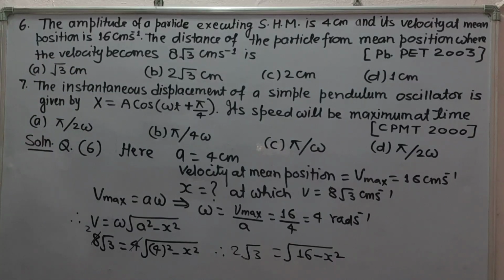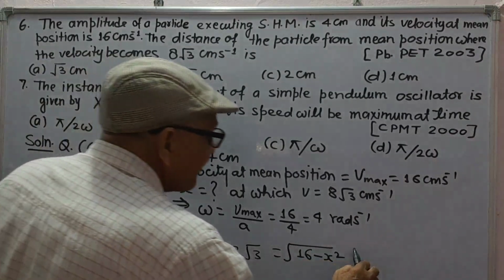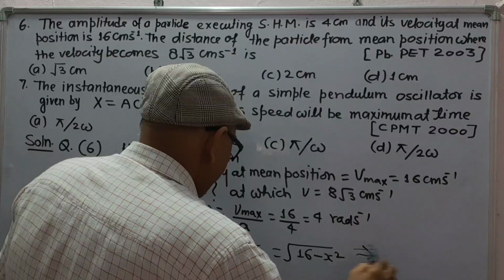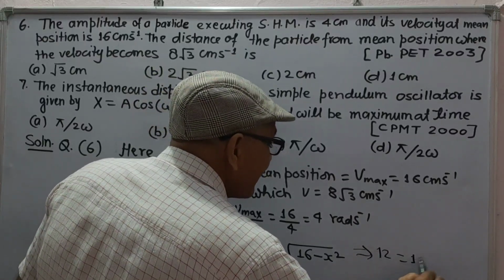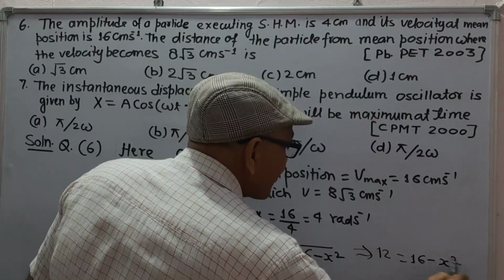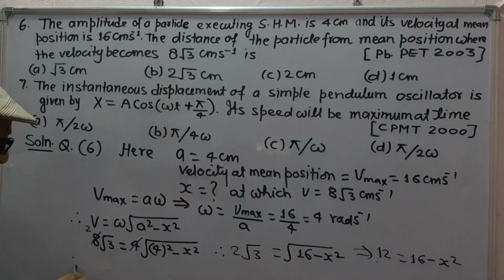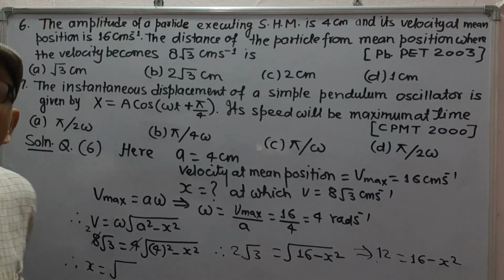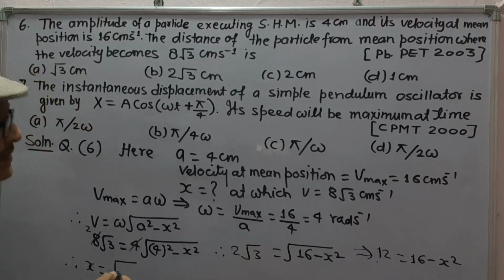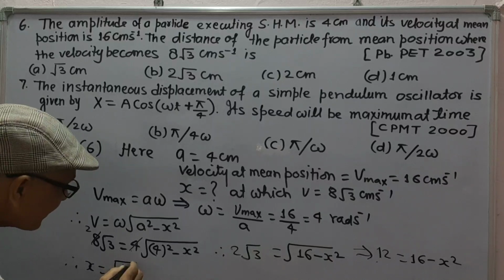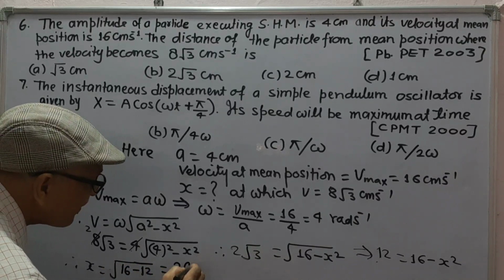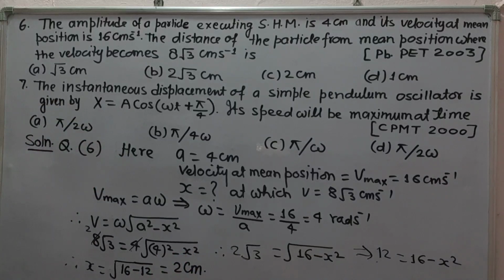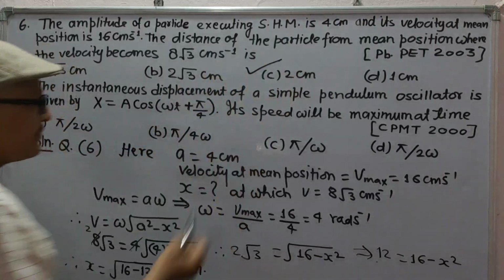Squaring both sides we get 4 into 3 means 12 is equal to 16 minus x square. Therefore, x will be equal to under root 16 minus 12, that is under root 4, that is 2 centimeter. So the correct option will be C.